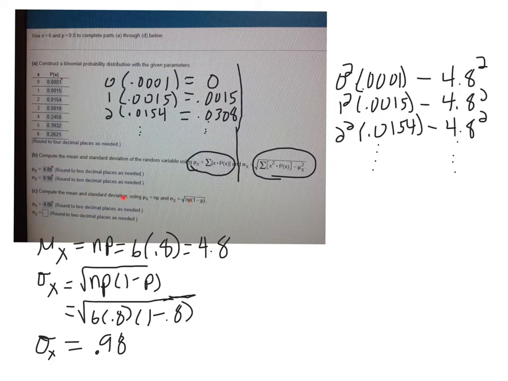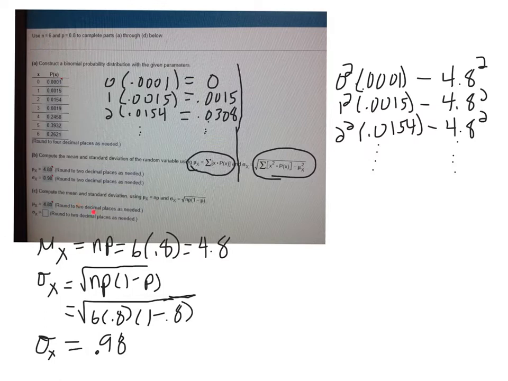So they're doing it by hand here. Compute the mean and standard deviation. The mean for this sample is just n times p, and n and p are given in the directions. It's just 6 times 0.8, which is 4.8.